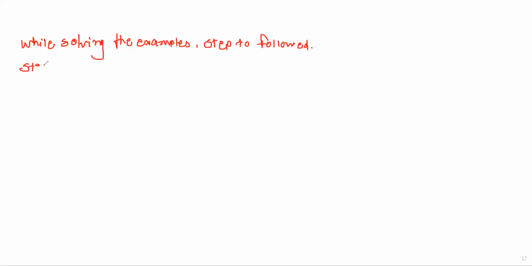While solving the examples, steps to follow. Number 1, or you can say step 1.